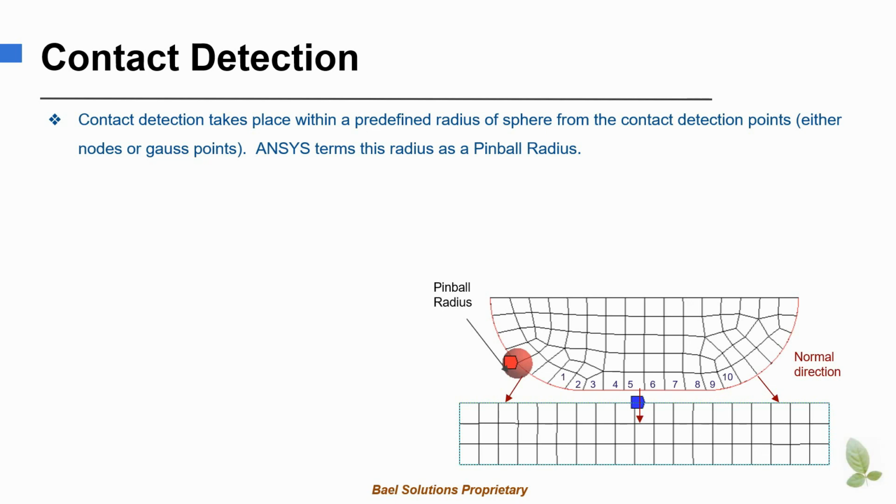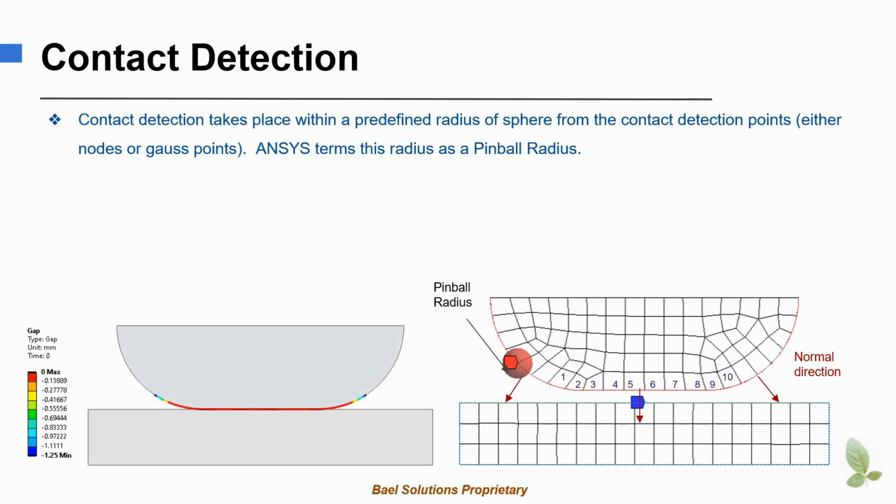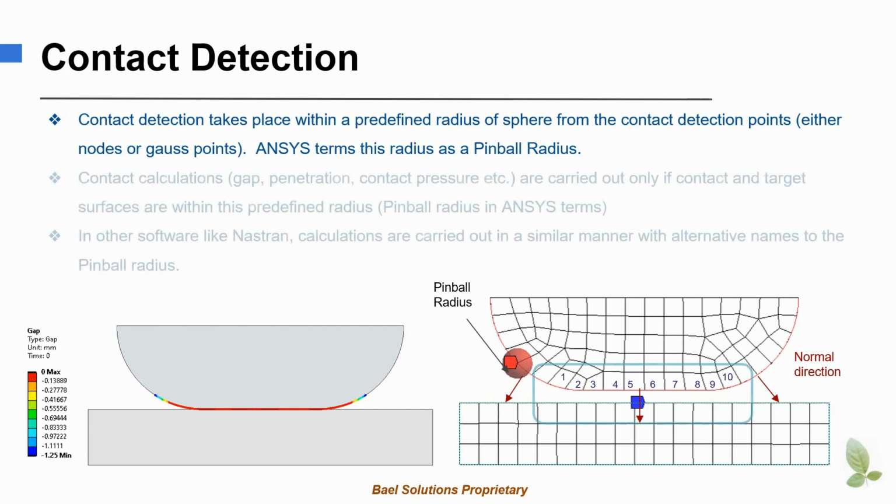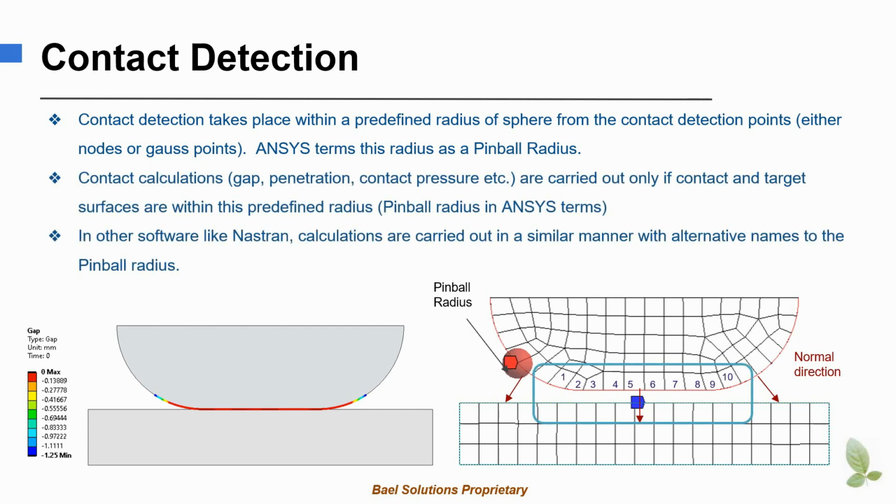As you can note in the two pictures, the contact elements are defined on the entire curved surface. However, only a few elements are within the pinball radius. Therefore, the contact gap is calculated only for the few elements where the gap is less than the pinball radius. For all the other contact elements, no calculations are carried out.